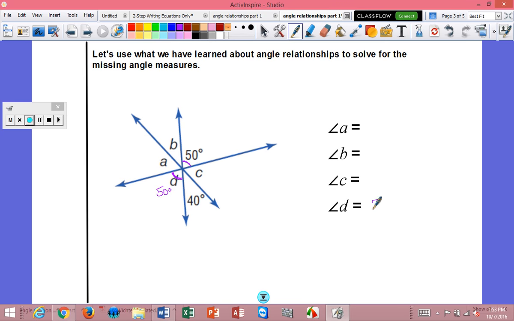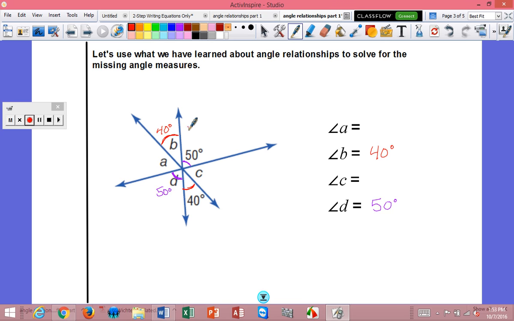So we can say that angle D measures 50 degrees. I'm going to do the same thing on this angle. If this measures 40 degrees, if I go directly across, I know that this is also going to measure 40 degrees because vertical angles are congruent. So angle B would measure 40 degrees.